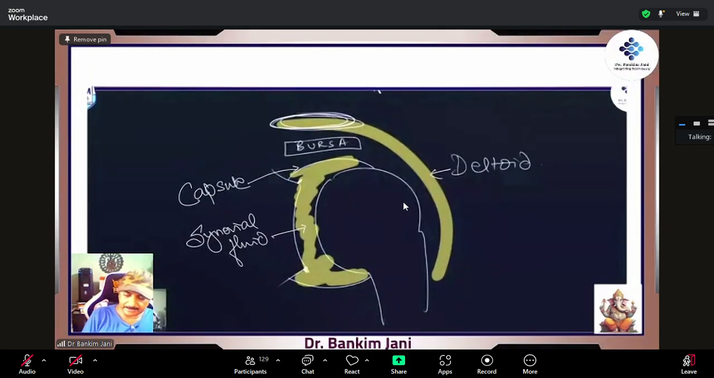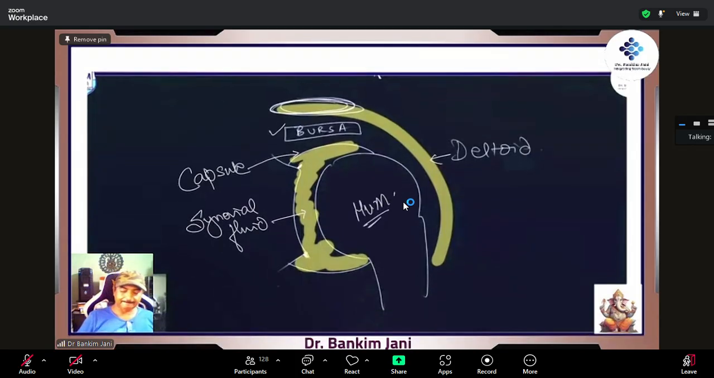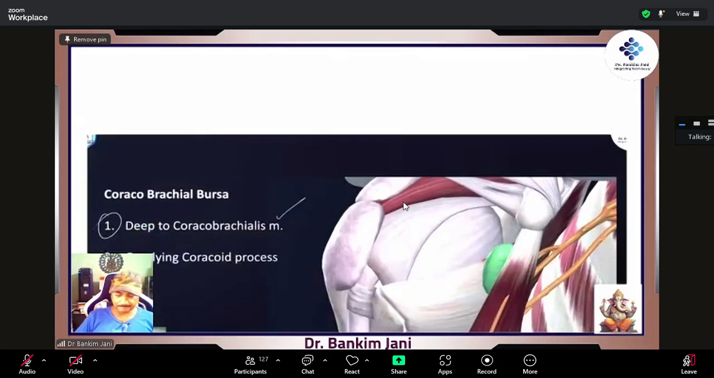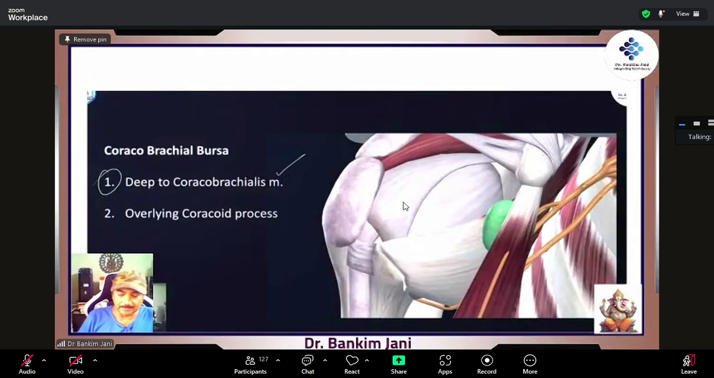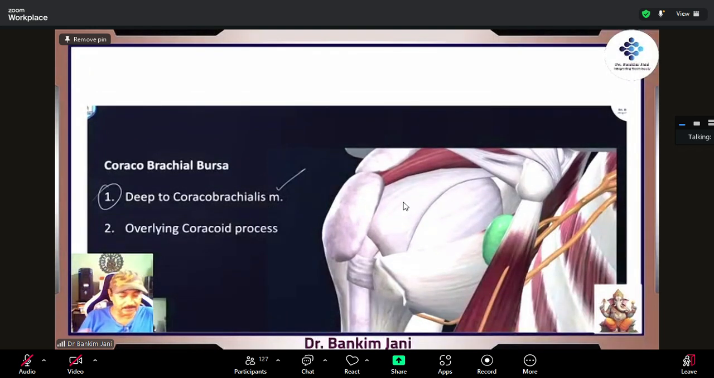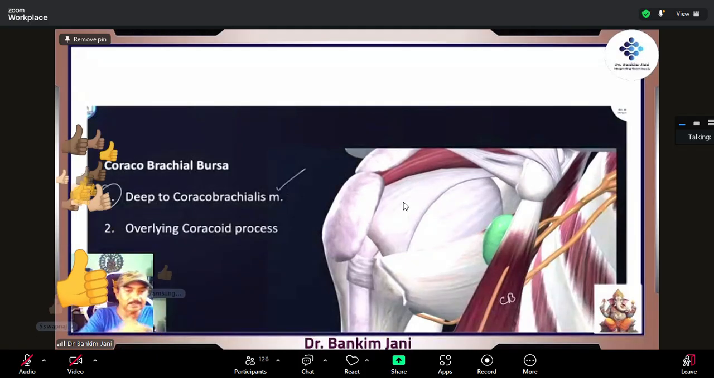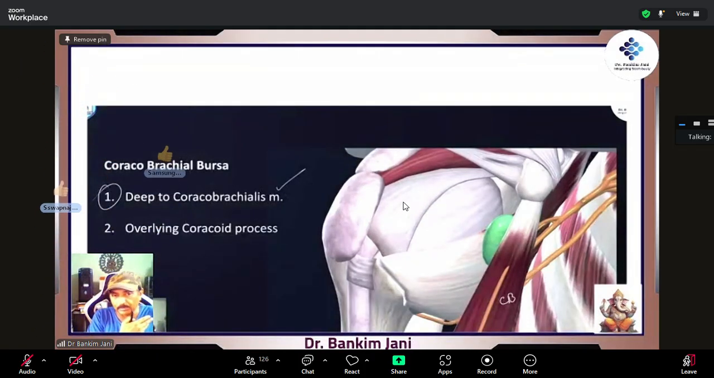So here is that bursa. Now you know it, right? Deltoid is covering it. There is synovial fluid, and this is the capsule, and this is our humerus. Now the next one is coracobrachial bursa. Coracobrachial means this is our coracobrachialis muscle. Coracobrachialis muscle, so that means it is from coracoid process to the arm, right? It means it will be going towards the shaft.